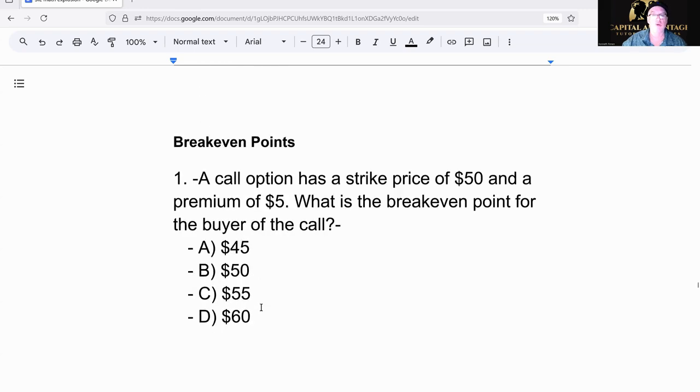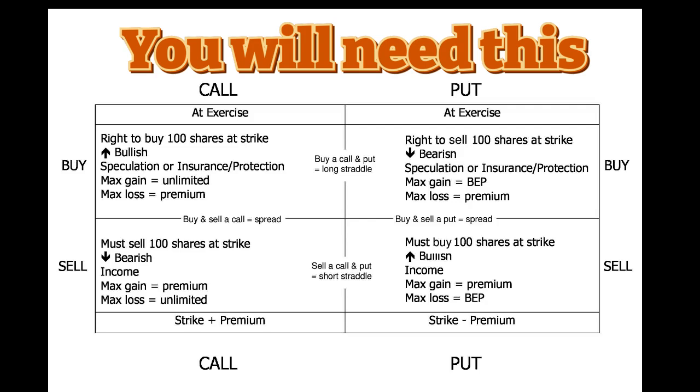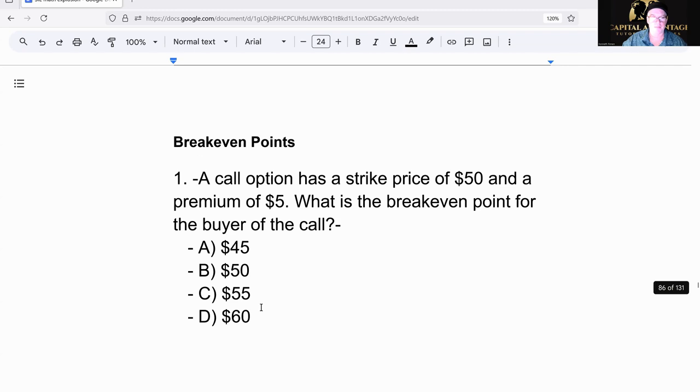Okay. On to a little bit of options. We're going to have some fun here. Okay. Here we go. Now remember, if it's a call, you add. If it's a put, you subtract. Always. Whenever it's stock, an option by itself, it's stock plus or minus premium. If you want to do the break evens, if you really want to find it, okay?